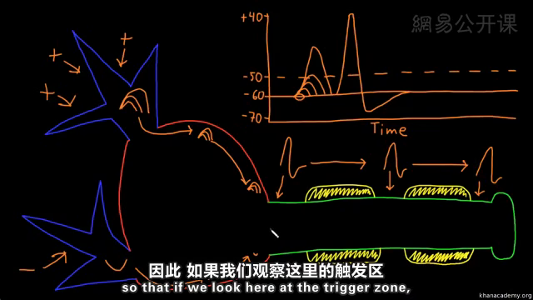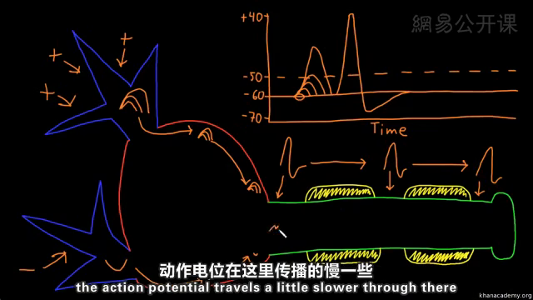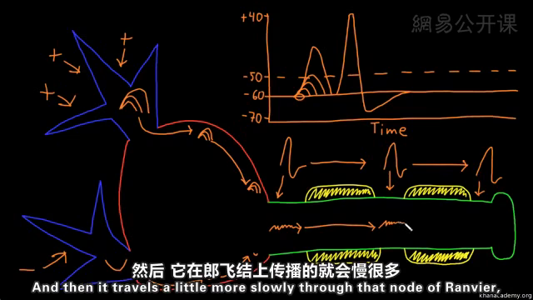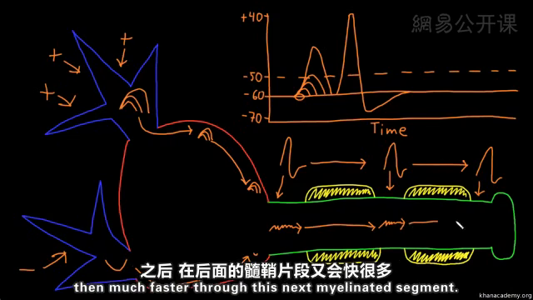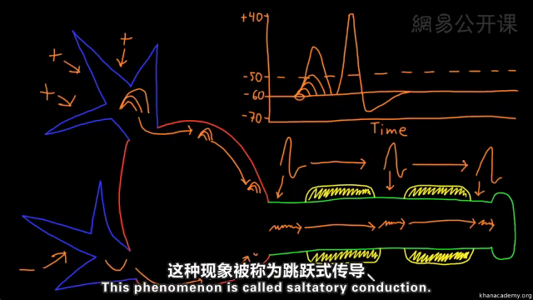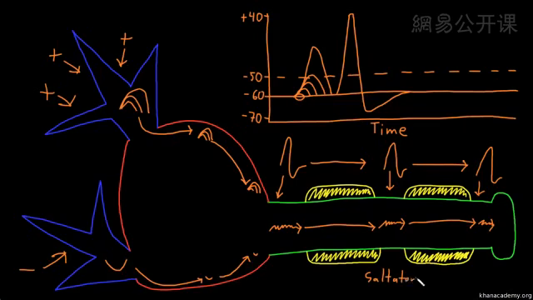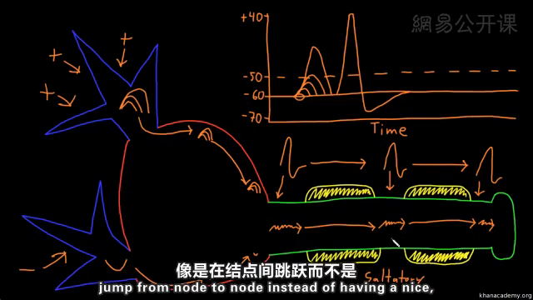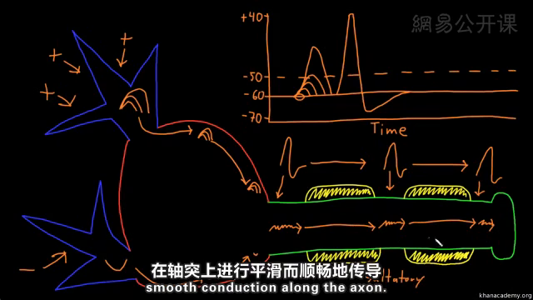So if we look here at the trigger zone, the action potential travels a little slower through there, and then much more quickly through this myelinated segment. And then it travels a little more slowly through that node of Ranvier, then much faster through this next myelinated segment. This phenomenon is called saltatory conduction. Saltatory. And this word, saltatory, comes from a Latin word for jumping, because the action potential appears to jump from node to node instead of having a nice smooth conduction along the axon.